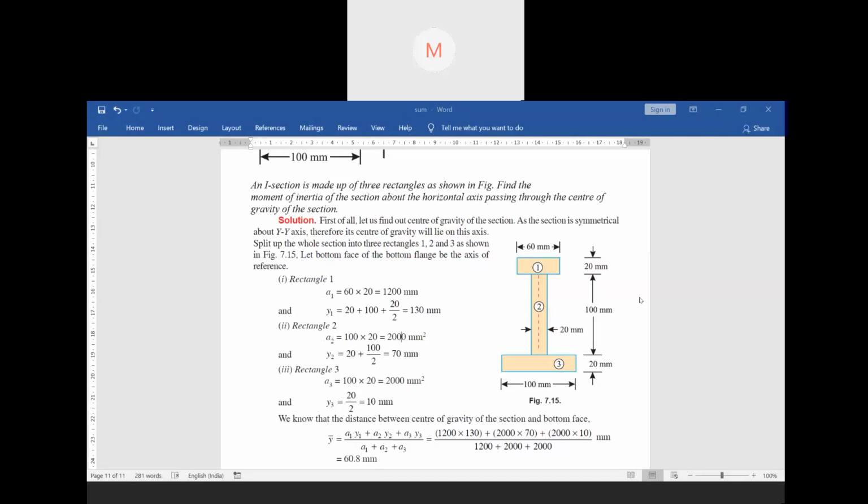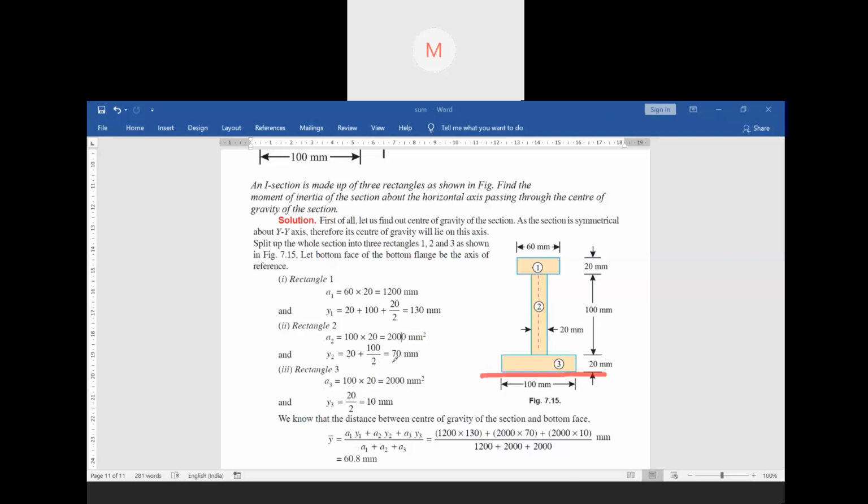Yes, sir. So this is how it is being done. First of all, what is this? We have to find out the center of gravity of the section. Now, as the section is symmetrical about the y axis, we only have to find y, and the center of gravity will lie on this y axis only. Now we have to split the whole section into rectangles 1, 2, and 3. The bottom flange is taken as the axis of reference.